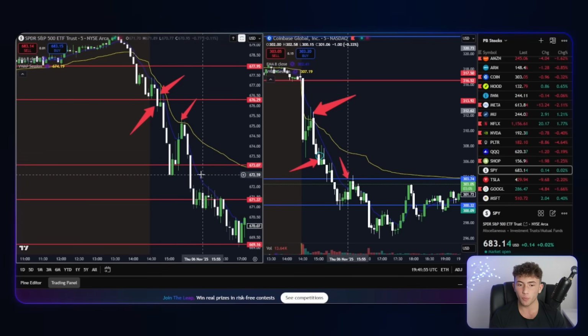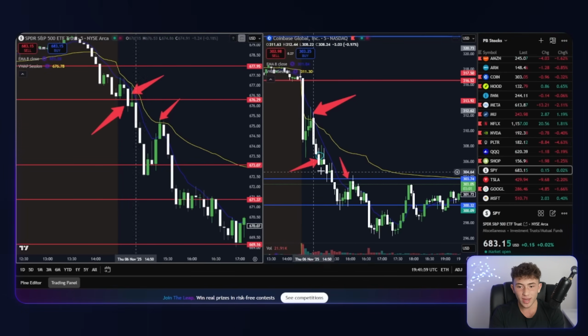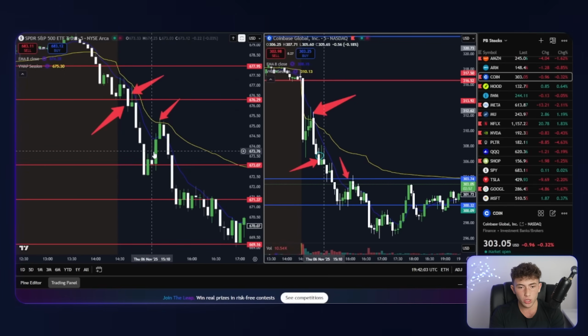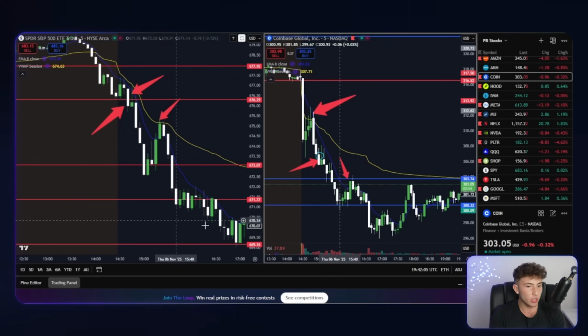And this is why I love the pre-market low and the VWAP levels. Look at this, guys. Look at this price action on these charts. Reject at VWAP. Reject at pre-market low, then reject at VWAP. These are the bear setups right here.